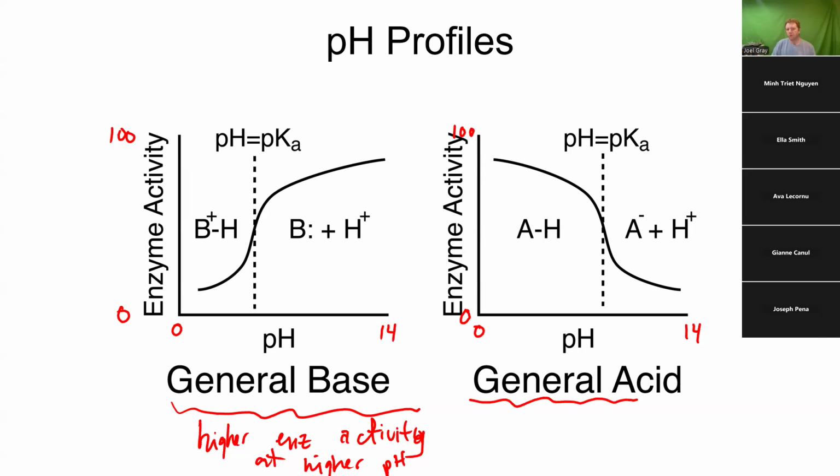Okay. Now, the exact opposite is going to be true for a general acid. So if you have an enzyme that is dependent on an amino acid being protonated, well, you're going to have a higher enzyme activity at a lower pH. Or another way of putting that is a more acidic pH.